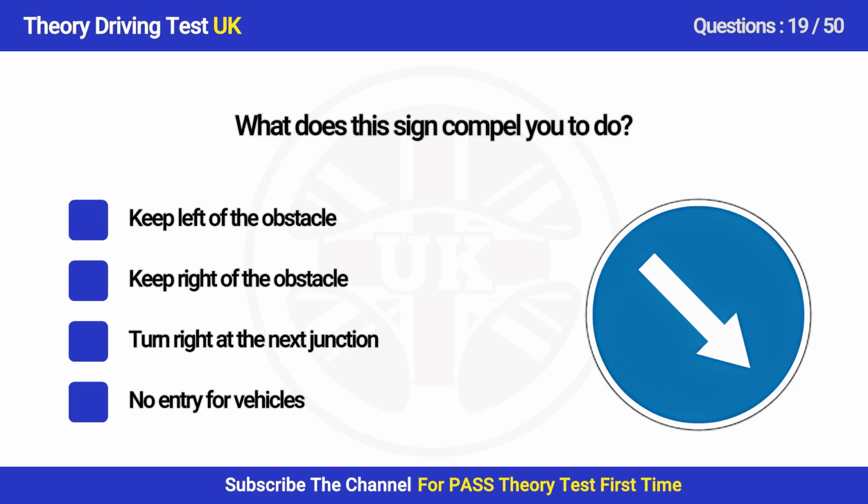A. Keep left of the obstacle. B. Keep right of the obstacle. C. Turn right at the next junction. D. No entry for vehicles.